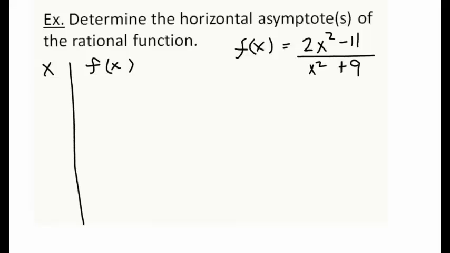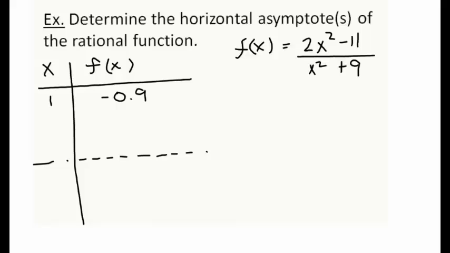Because we know a horizontal asymptote must happen as x gets really, really big in the positive or negative direction, we're going to focus on using large values for x. So let's start maybe with x is equal to 1. Now what I want you to do is take out your calculator and follow along with me. If we plug in the value of 1, I want you to check that we do get the value negative 0.9.